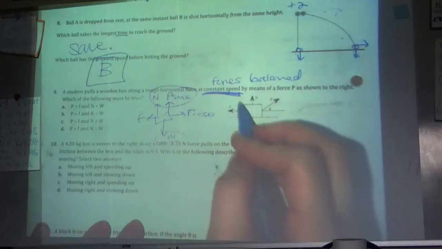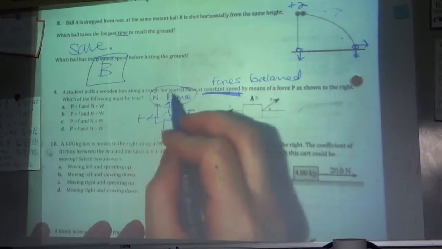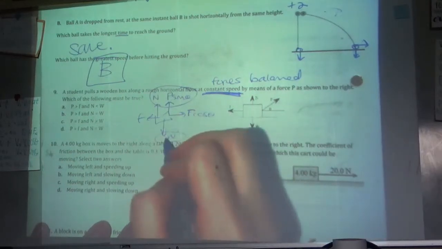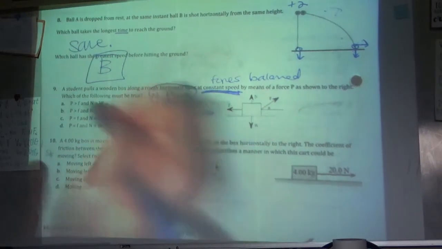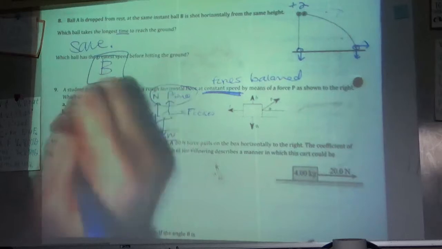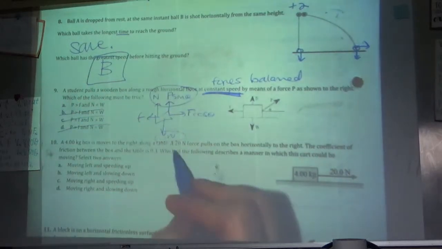So if I have a force up, that means my normal plus that Y part equals my weight, so the normal has to be less than the weight. So normal less than the weight, we can actually cross off everything. A is the only one that says normal is less than the weight.